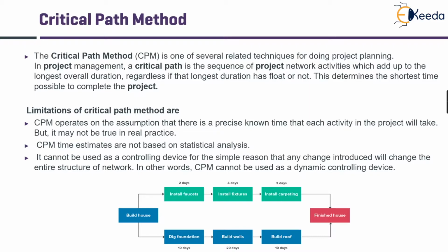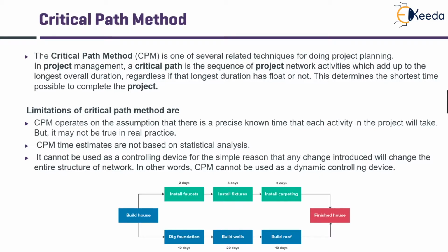Critical path method is one of the most important techniques used in project management. The CPM means the critical path, which is the longest path and determines the entire project duration. That is the shortest possible time to complete the project. However, this process that we have studied in previous chapters has certain limitations. CPM operates on the assumption that there is a precisely known time that each activity in the project will take. But it may not be true in real practice.